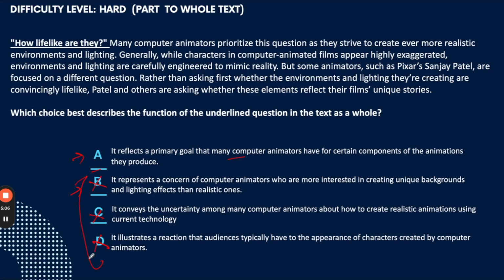This is how you can most of the times eliminate your options for this particular subtype. Whichever option you pick, it has to be relevant to the sentence that's been underlined for sure. Now, with this understanding, we have come to the end.